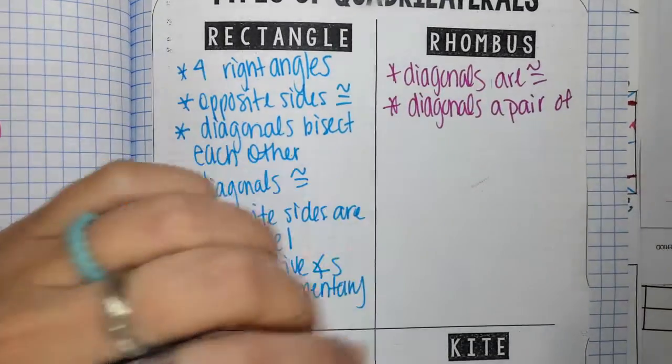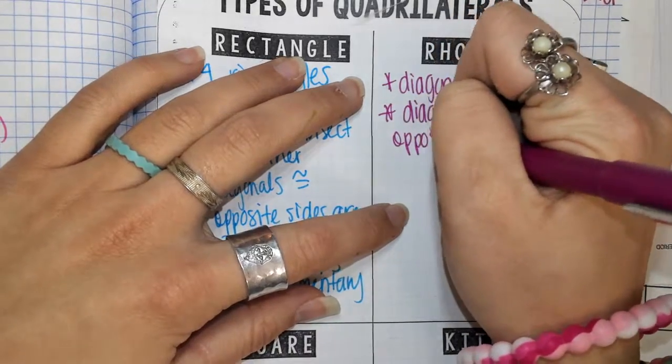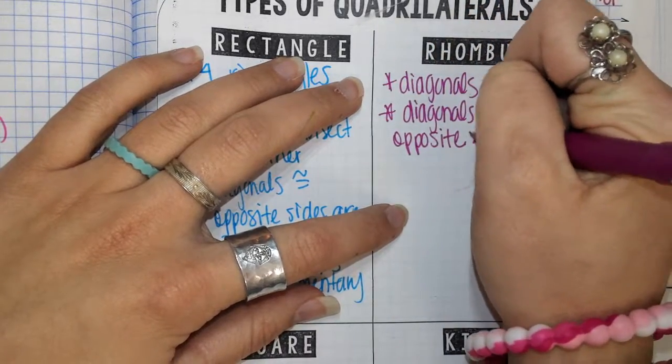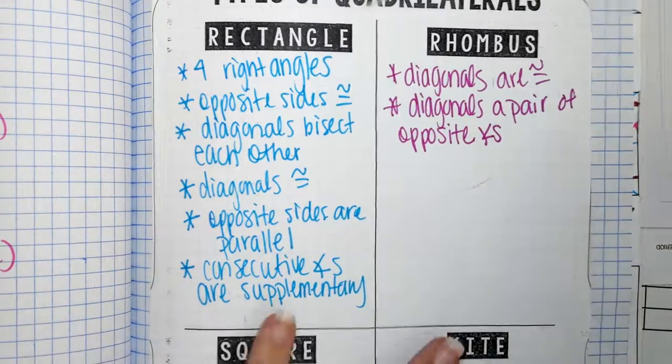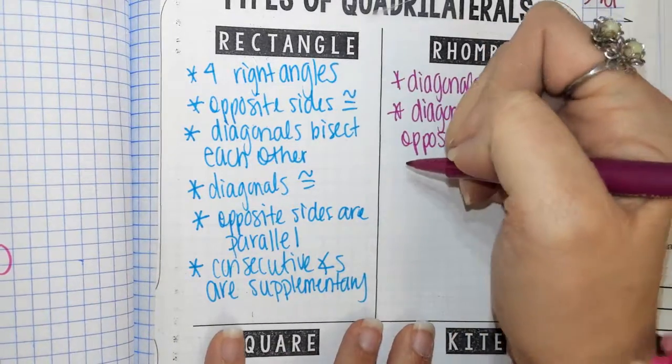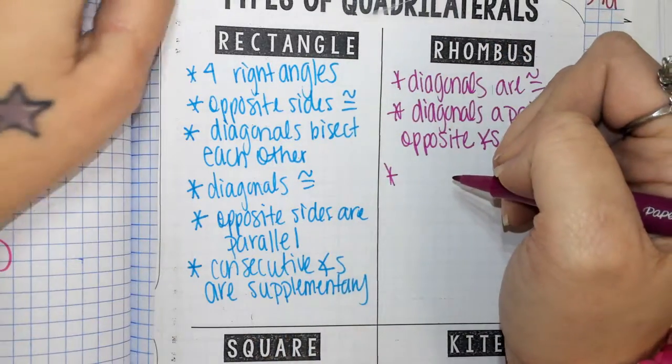A pair of opposite angles, correct? All right. Gryffindor. Consecutive angles are supplementary. Consecutive angles are supplementary. Yeah.